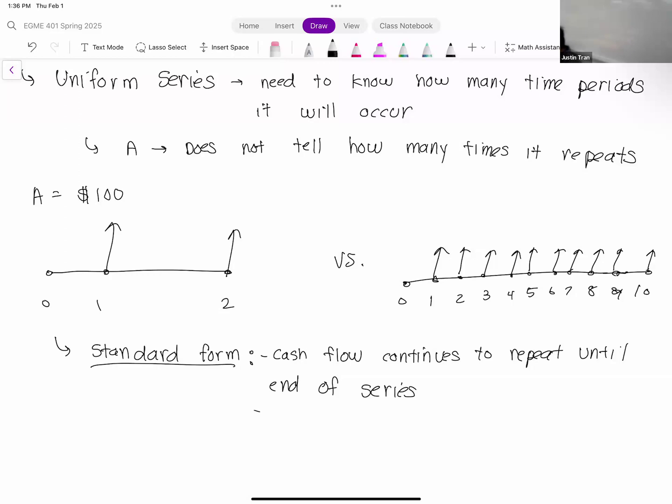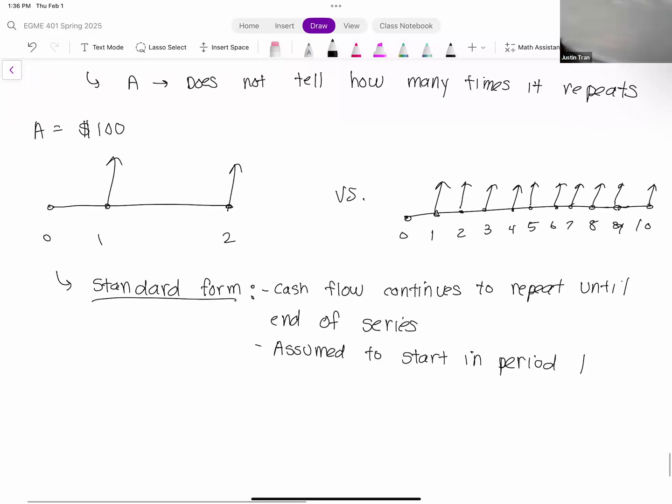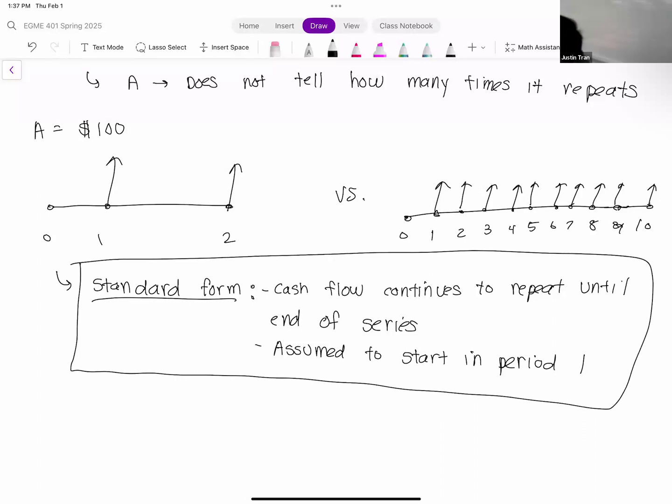The other thing for a uniform series that makes it standard form is that the first payment, or the first time it repeats, is in year one. If you have a uniform series that doesn't start in year one, so let's say it starts in year 3 or year 4, or even year 2, that is a non-standard uniform series, and we'll learn how to deal with that in a bit. But this is important to know.